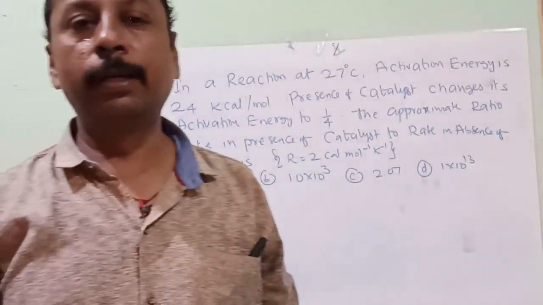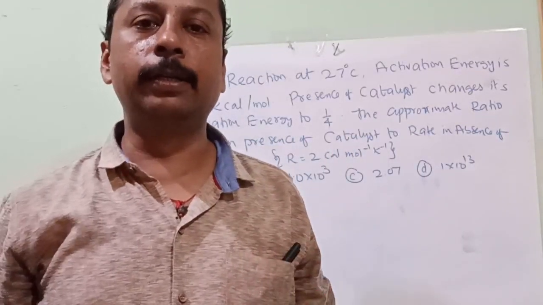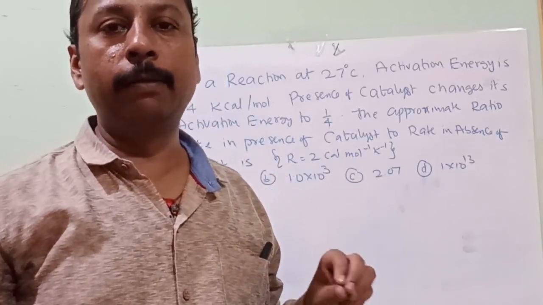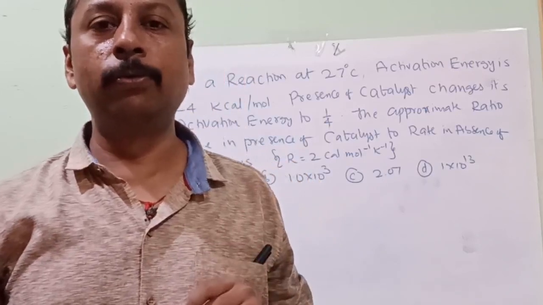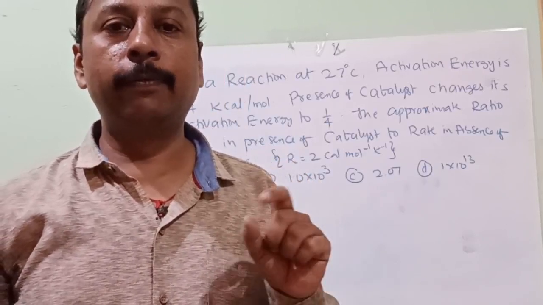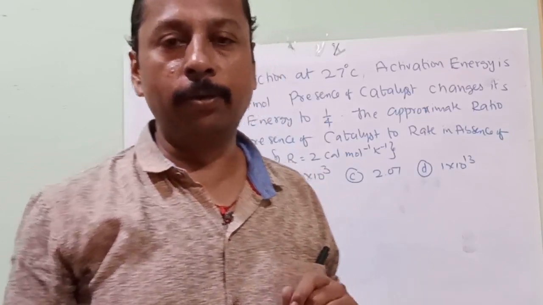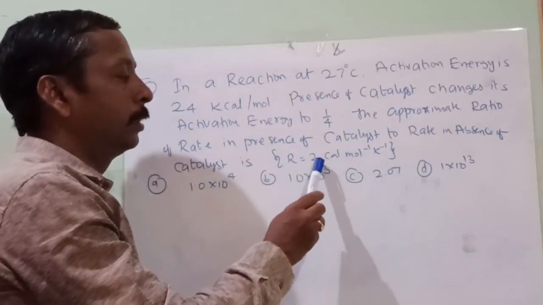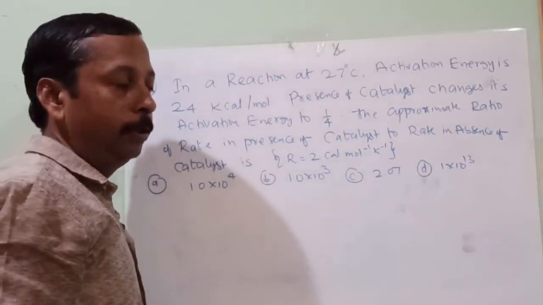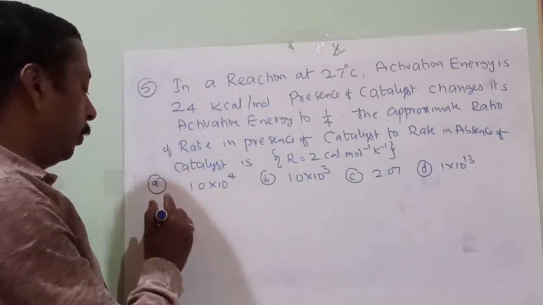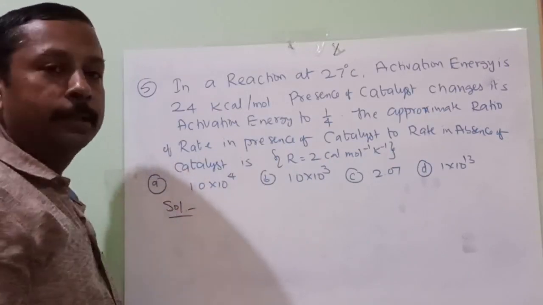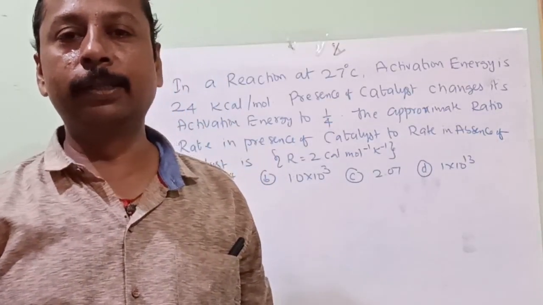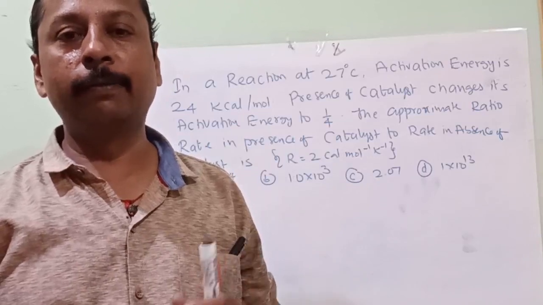The approximate ratio of rate in the presence of catalyst to rate in the absence of catalyst. Obviously, once the activation energy is decreased, the rate of reaction will increase. So we have to find the rate with catalyst divided by the rate without catalyst. But as a smart person, you take K with catalyst divided by K without catalyst. Okay, so these are the options. And one more modification you should remember: the activation energy is in kilocalories, so the R value is given in calories. Now try to solve. If yes or if not, both ways you have to see my solution. So pause it yourself and solve it, then check with my solution.